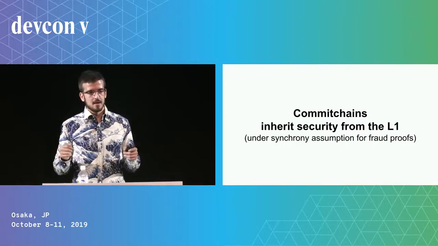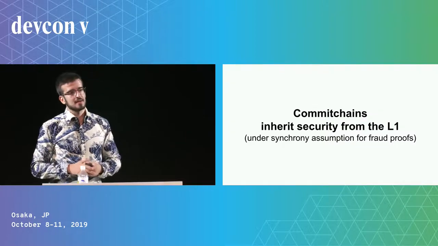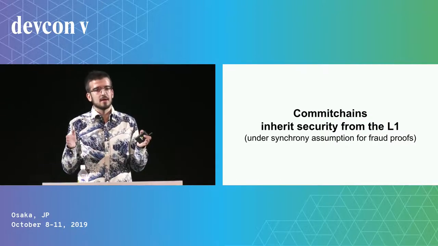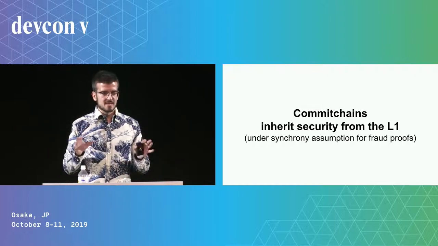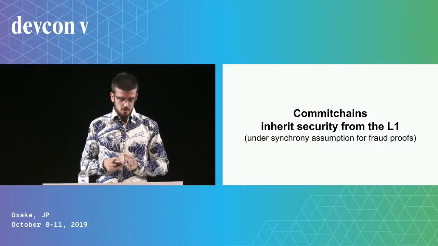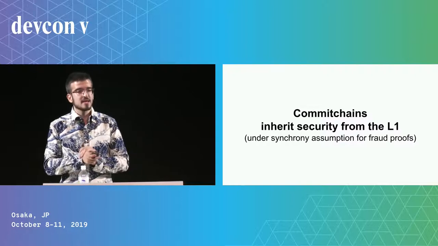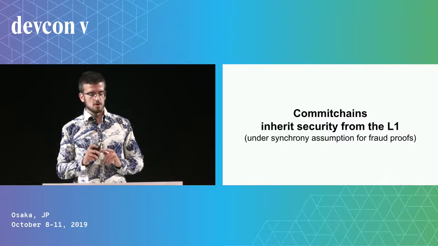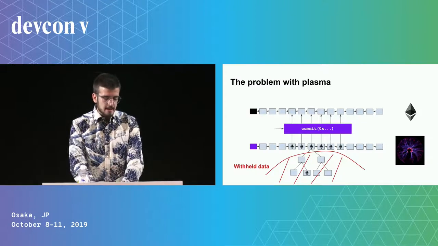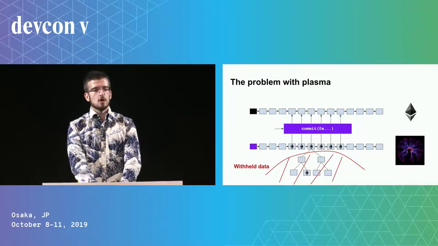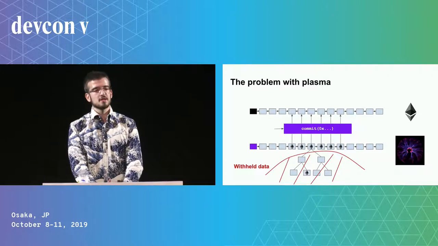and you can get your money out within some time. It has a synchrony assumption that you must be able to get the fraud proof in within a week's time or 2 weeks' time. This is a synchrony assumption that very security-oriented folks will argue against, but again, that's not the topic of the talk. The problem with the Plasma construction is that it's at the operator's sole discretion to give you the data. So what if they don't?